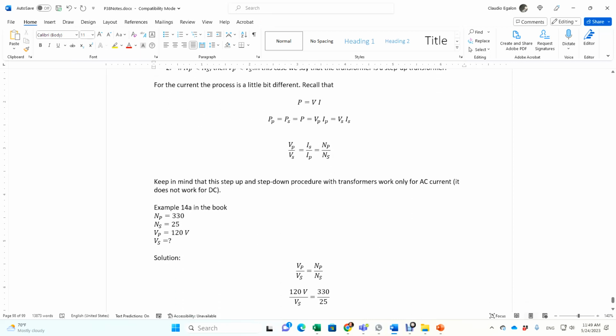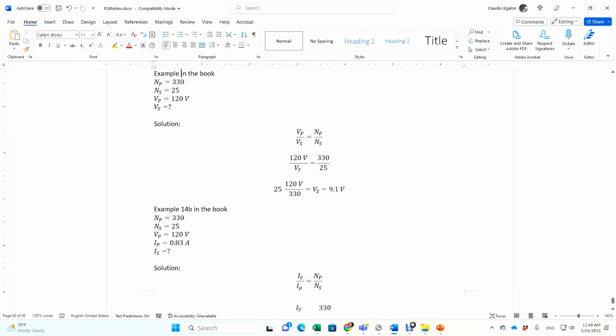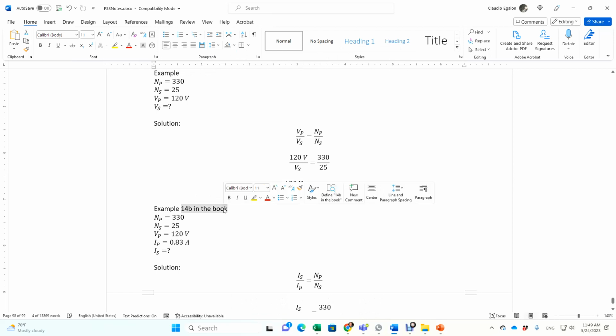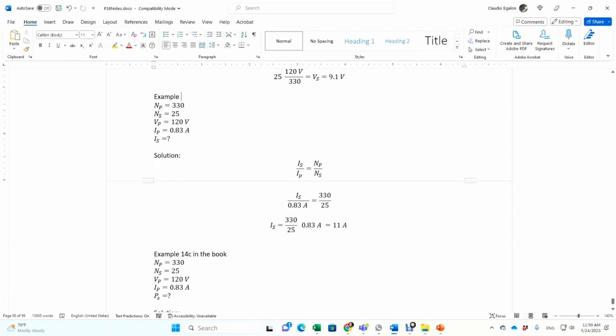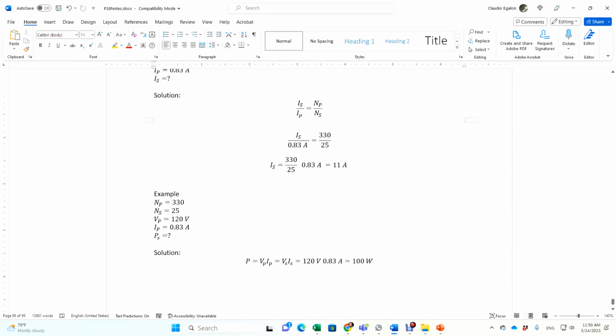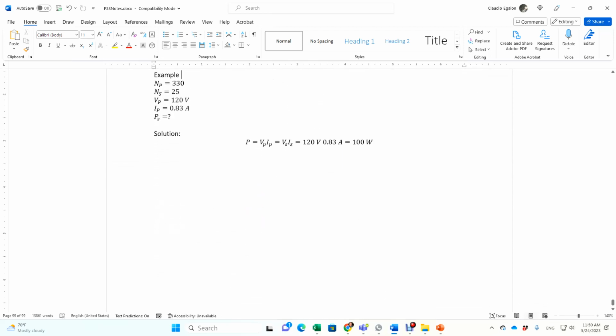Okay, so we have an example here. Let me erase that. Okay, you can look at the example. So you just have an idea how those devices work in a qualitative fashion.